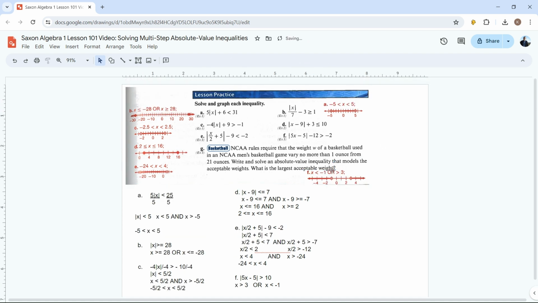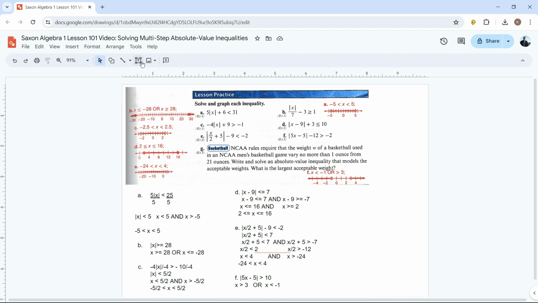So let's check our work on that. X is less than negative 1, or x is greater than 3. All right, notice that we have two empty circles, and then we shaded the region facing away from each other. All right, let's go on to letter G.